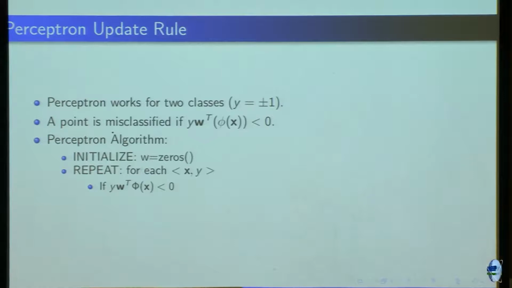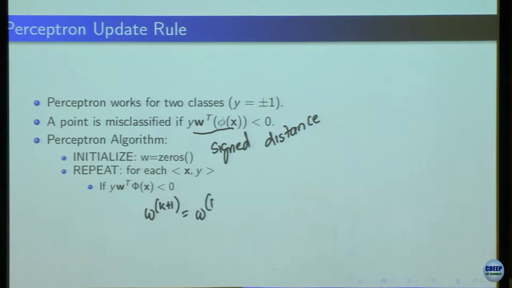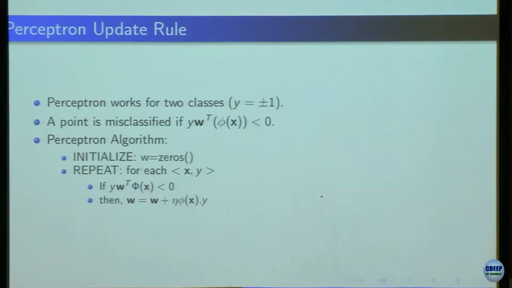Okay, so this is a perceptron update rule. We already discussed. A point is misclassified if the signed distance is negative, and keep repeating. If unsigned distance is negative, then wk plus 1 equals wk plus y times, you can put an eta if required, phi x. Okay, I am going to quickly in one slide explain why this tends to work.